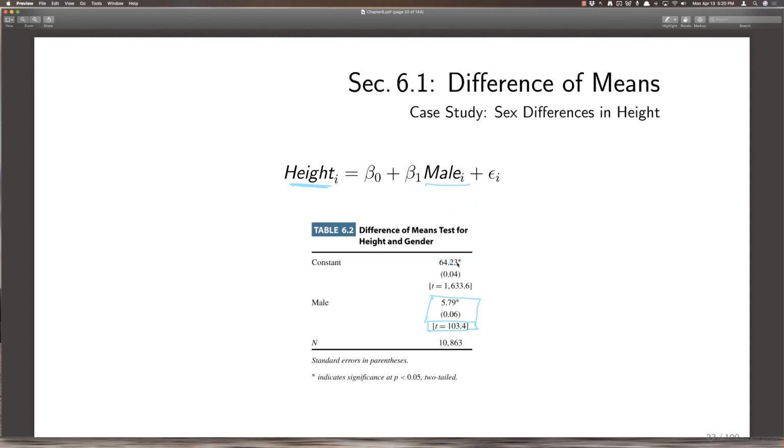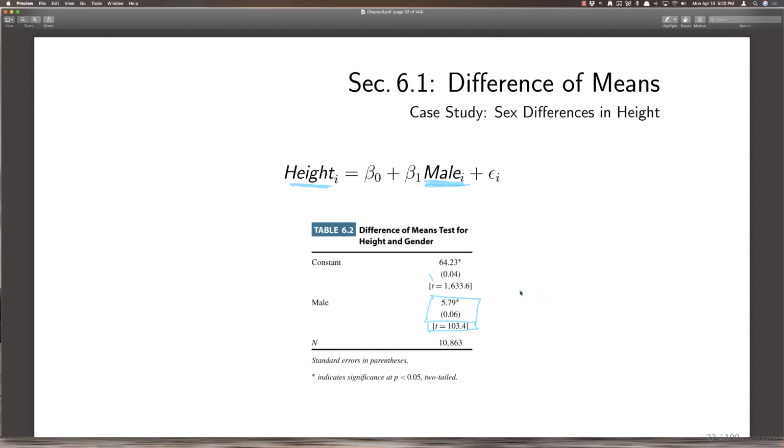All right. What is the constant? How can we interpret that? Well, the constant is the average for the group that received a 0 for the independent variable in this difference of means test. So that's the non-males. So the average height for non-males is 64.23. What if I want to know the average height of the males?